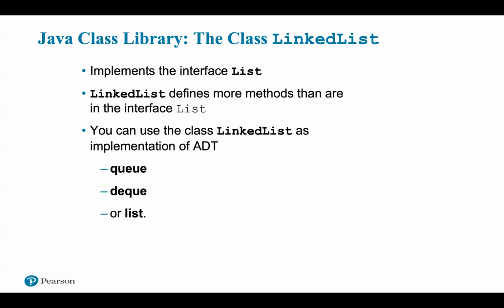The same package, java.util, contains a class LinkedList. This class implements the interface List as well as the interfaces Queue and Deque that are described in chapter 7. Thus, LinkedList defines more methods than are in the interface List. Furthermore, you can use the class LinkedList as an implementation of the ADT queue, deque, or list.